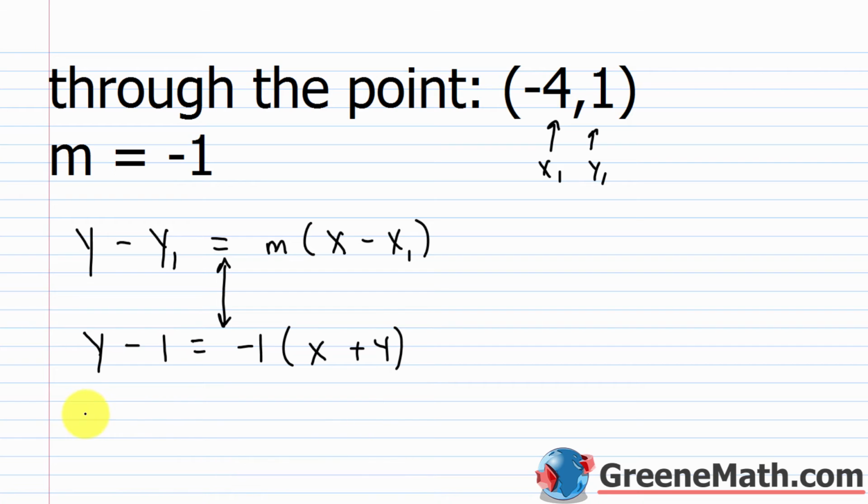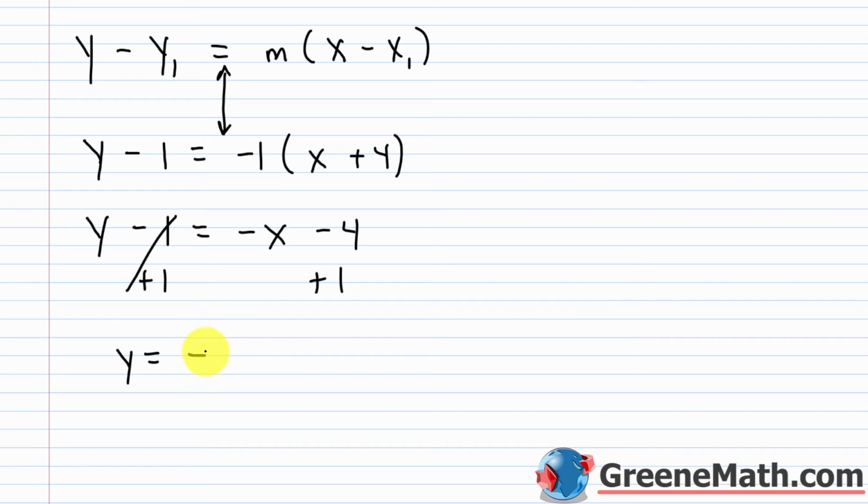So kind of continuing here, I would have y minus 1 is equal to negative 1 times x is just negative x. Negative 1 times 4 is just minus 4. And I would add 1 to both sides of the equation. So that would cancel. And I would have y is equal to negative x. Negative 4 plus 1 is negative 3, so minus 3. And this is slope-intercept form. I know my slope. It's negative 1, right? If I have a negative out in front of x, that's the same as negative 1. And my y-intercept occurs at 0, negative 3.